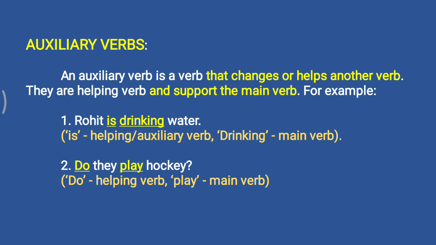Now, our next type is auxiliary verb. An auxiliary verb is a verb that changes or helps another verb. They are helping verbs and support the main verb. For example, Rohit is drinking water. In this sentence, is is the helping or auxiliary verb and drinking is the main verb. In the next example, do they play hockey? Here do is the helping verb and play is the main verb.